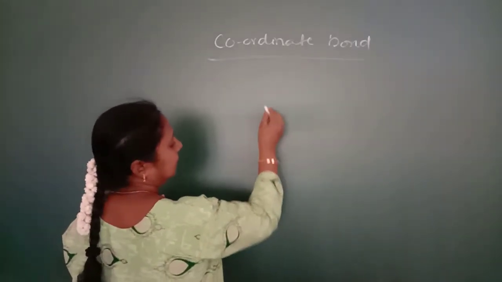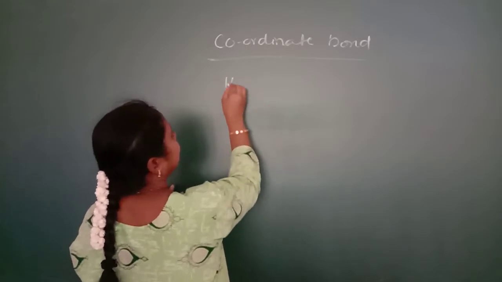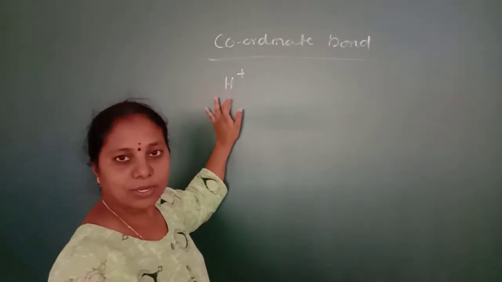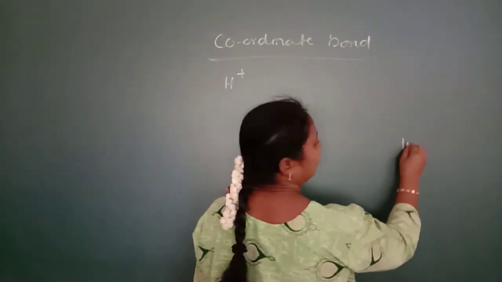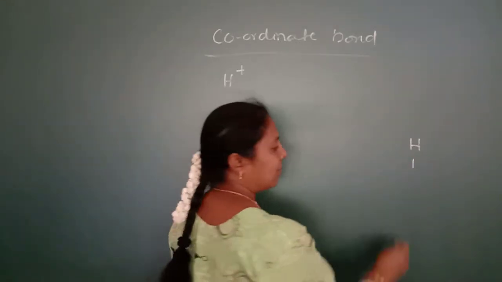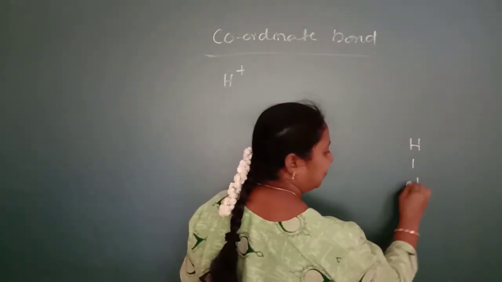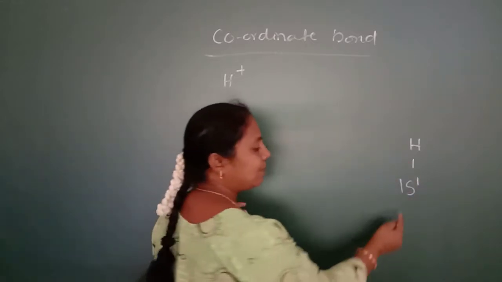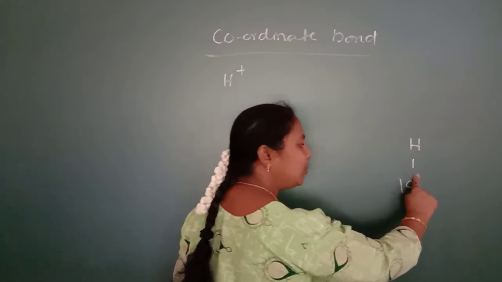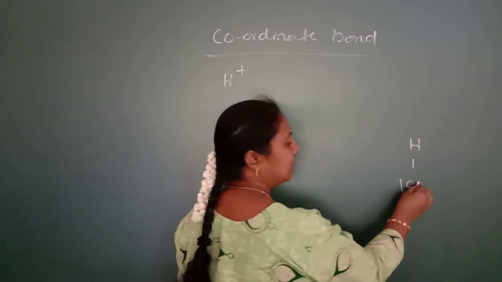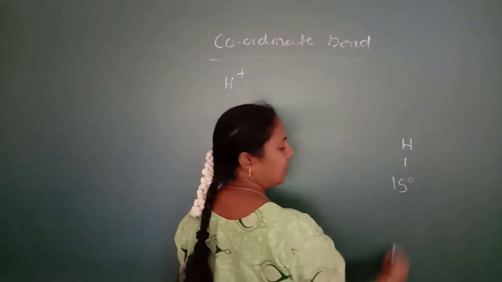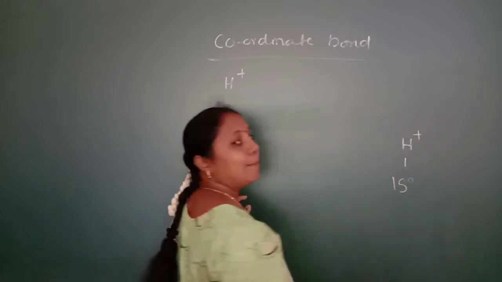Now we will take one of the electron deficient species. H plus is called the electron deficient species. Why is it called the electron deficient species? Because we know that hydrogen is an element having atomic number 1. The configuration is 1s1. That means there is one electron in the 1s atomic orbital. So if we remove this one electron, what will happen? There is no electron in the s atomic orbital. By the loss of that one electron, it will attain one positive charge.